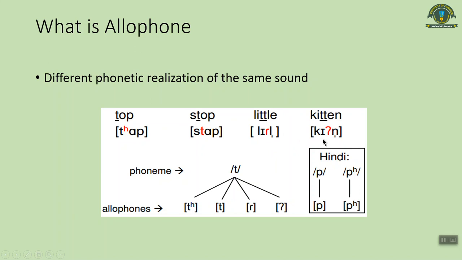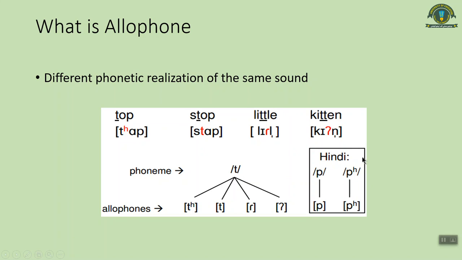So, little, and it is also changing its pronunciation when it's occurring before the n sound. So different pronunciation of the same phoneme is called an allophone of that same phoneme. The examples of allophones are also given here in Urdu or Hindi. We have these two allophones, p and p, and we have their allophonic variants.